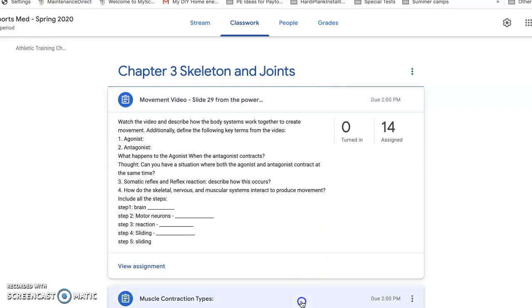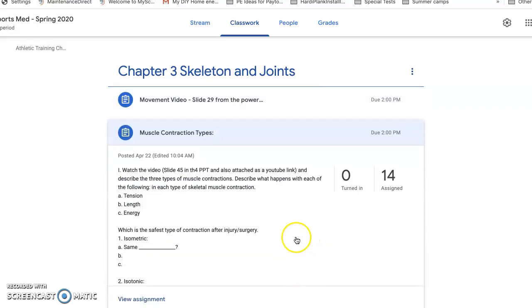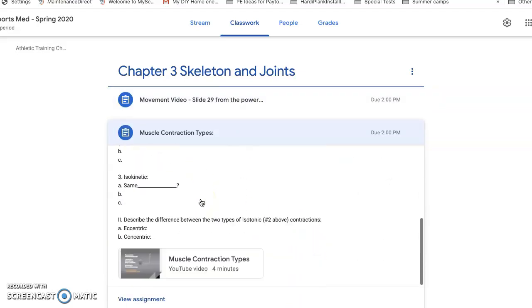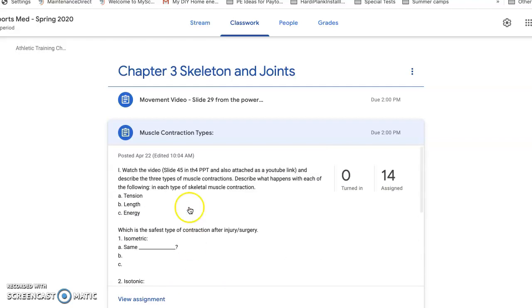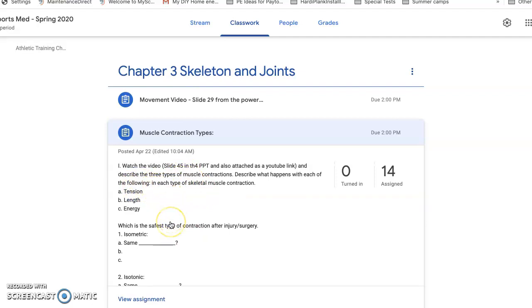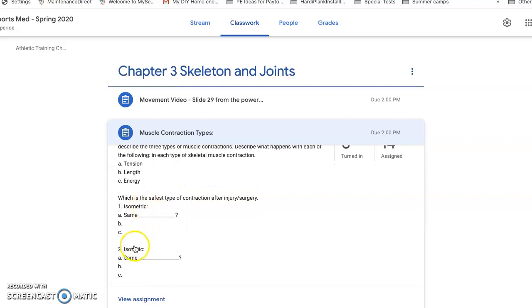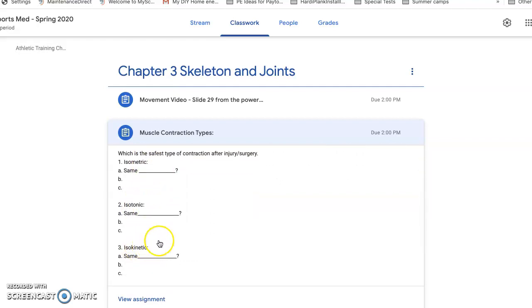And then the next assignment is muscle contraction types. Watch the video. I've linked this video in the assignment, but it is also slide, I believe, 45 in the PowerPoint. So you will then answer these questions. There are 3 different muscle contraction types. You have an isometric, isotonic, and isokinetic.